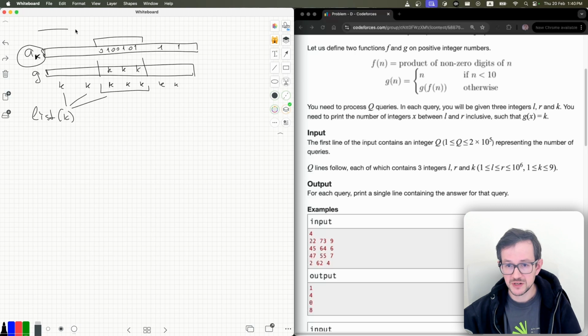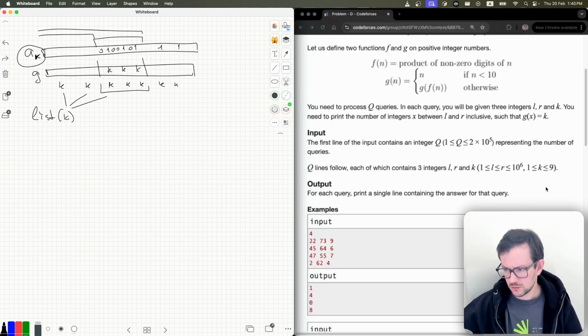So I will calculate prefix sum, take this prefix, subtract this prefix, get sum on a segment. Yeah, and I can do it because k is small. If I would have the same problem but with large value of k, I would use this technique.